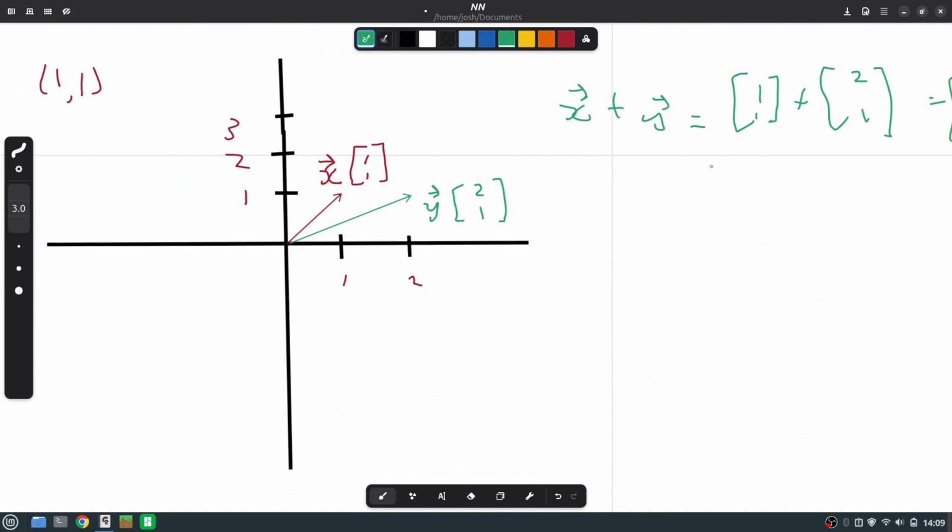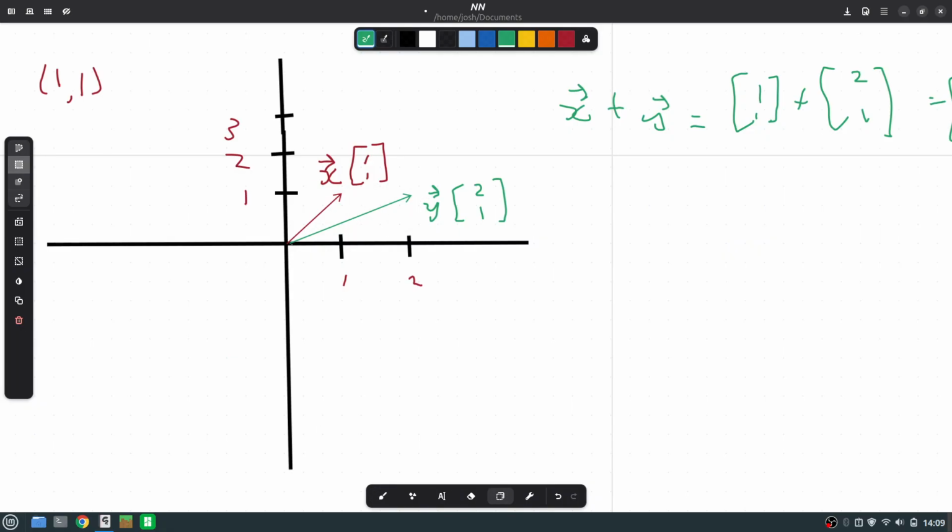Now there's a geometric interpretation to this as well, and it's taking the tail of your second vector here in green and sticking it onto the head of your first vector in red, and that will give you the resultant vector.